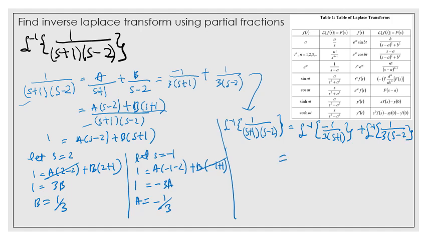Okay, so for this one, we bring out negative 1 over 3. Inverse Laplace of 1 over (s plus 1) is equal to exponential a, with a equal to negative 1, so e to the negative t. Okay, plus 1 over 3, inverse Laplace of 1 over (s minus 2) will be exponential 2t.